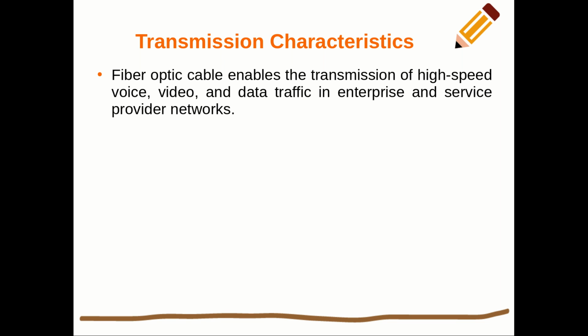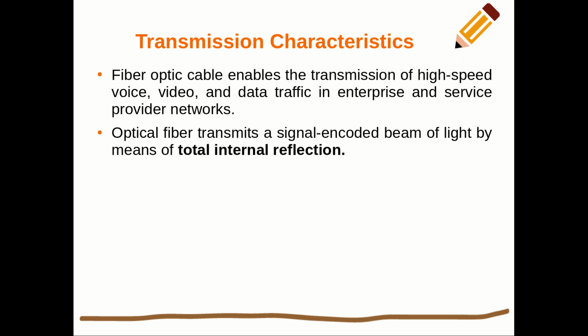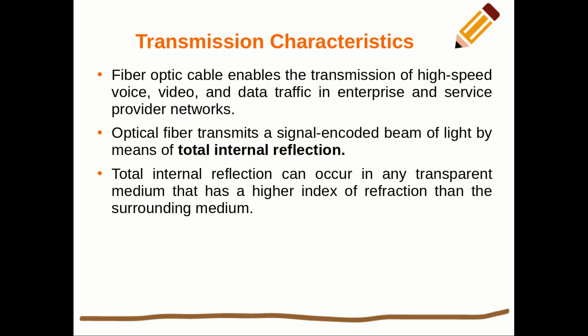So fiber optic, it's a cable that enables the transmission of very high speed voice, video and data traffic in enterprise and service provider networks. So optical fiber transmits a signal encoded beam of light by means of a phenomenon called total internal reflection. Now, total internal reflection can occur in any transparent medium that has a higher index of refraction than the surrounding medium. So we have a property called refraction index. That is a property of a medium. We will see how to define that. So no need to understand that much. Just understand what is the principle behind it.